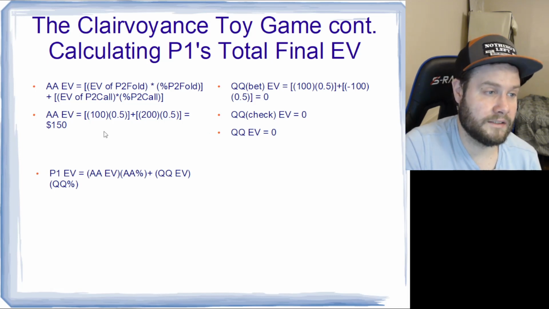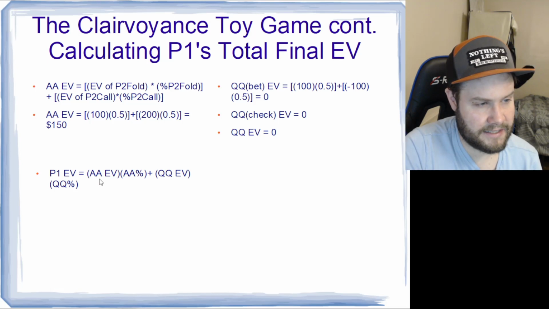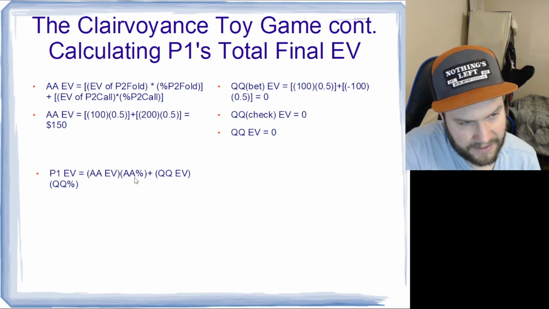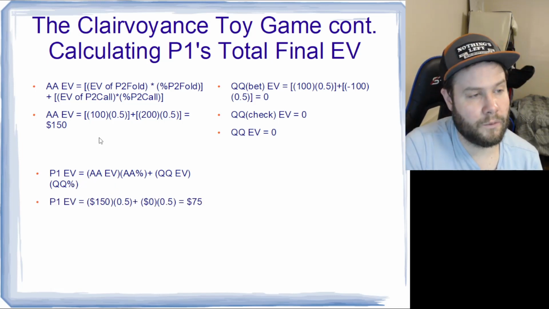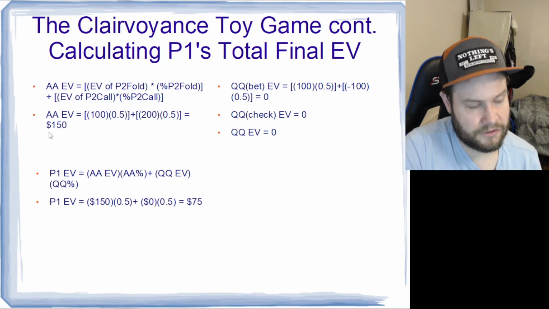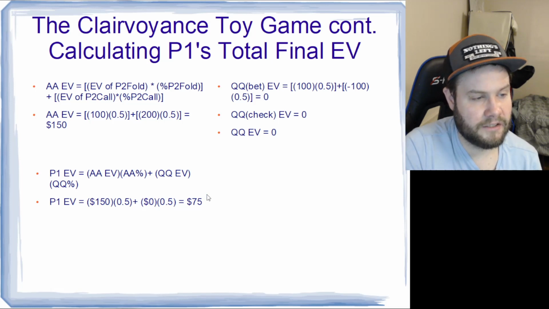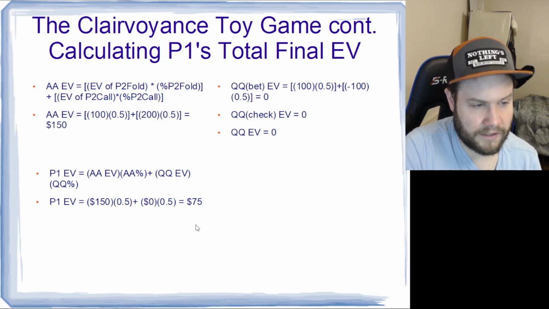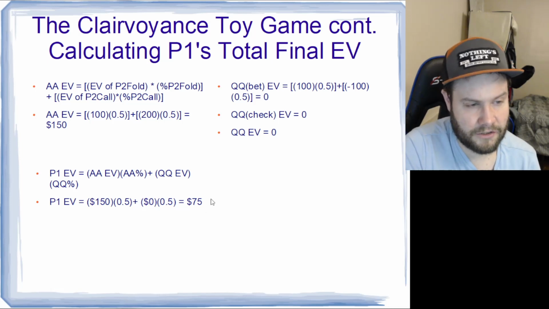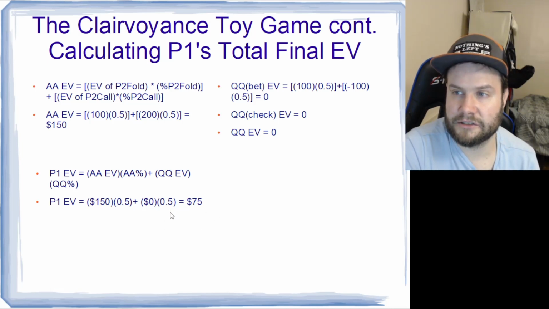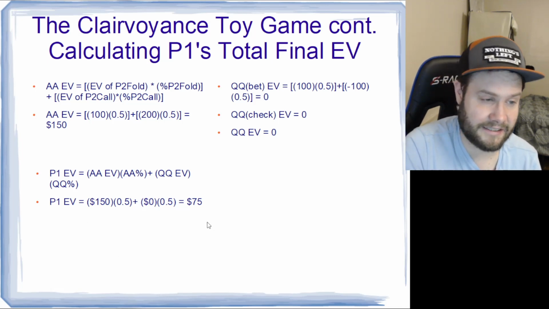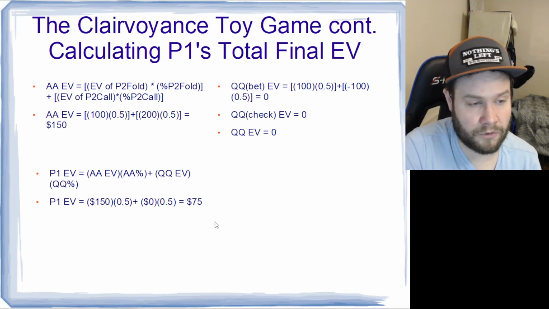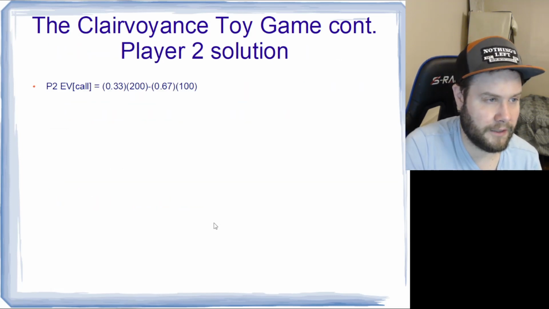So player 1's EV is the ace-ace EV times the percent of the time you have ace-ace, plus the queen-queen EV times the percent of the time you have queen-queen. So ace-ace, you make $150 half the time, and queen-queen, you make 0 half the time, for a total EV of player 1 of $75, which, as you may notice, is actually higher than their equity by a significant amount. Their equity is $50, but their EV is $75. This is the power of having a polarized range. That's why it's so popular.